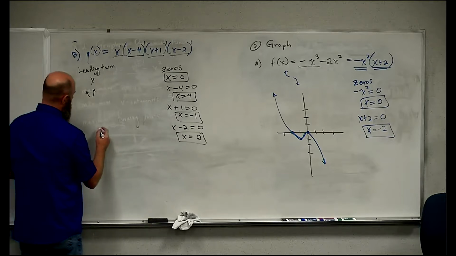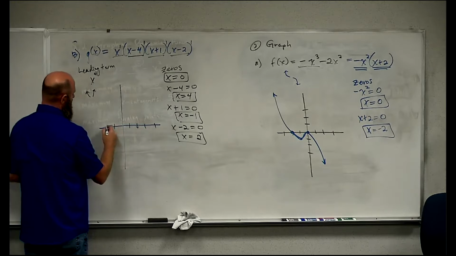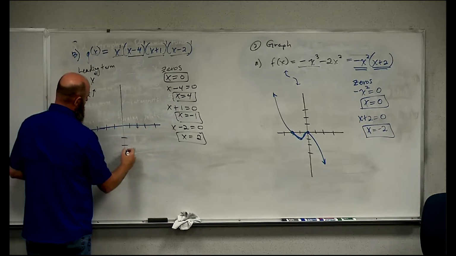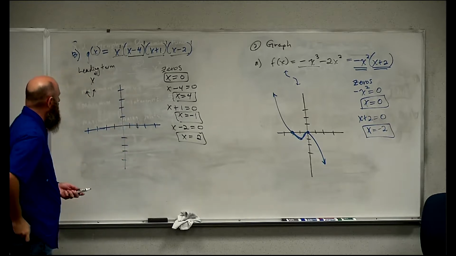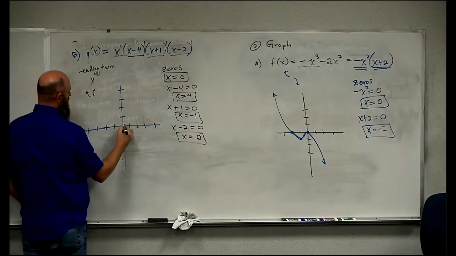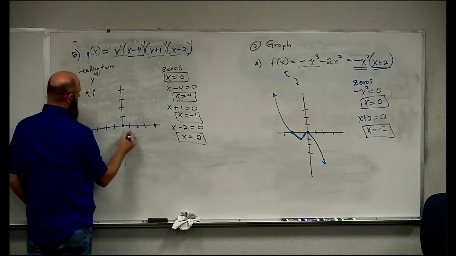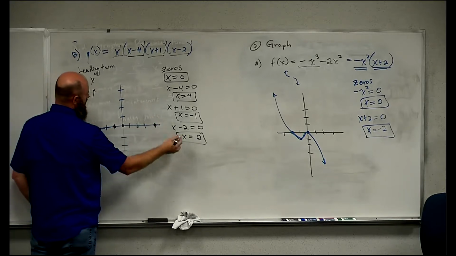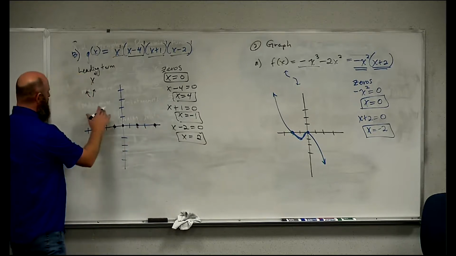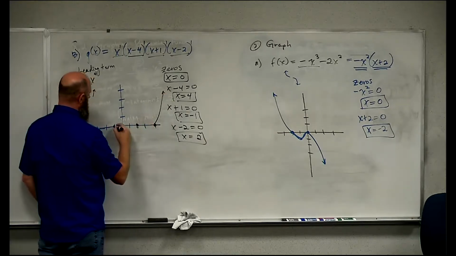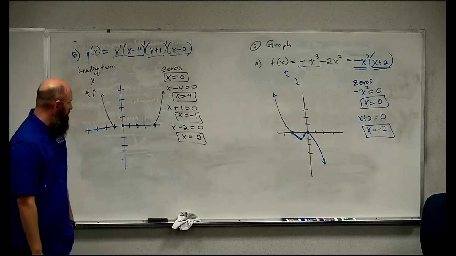So let's see what that graph looks like. That's 1, 2, 3, 4, 1, 2, 3, 4, 1, 2, 3, 4. All right, so we have x equals 0, x equals 4, x equals negative 1, and then x equals 2. We also know the last ones will have to go up somehow. Now those are just estimates. They're not perfect for those, okay?